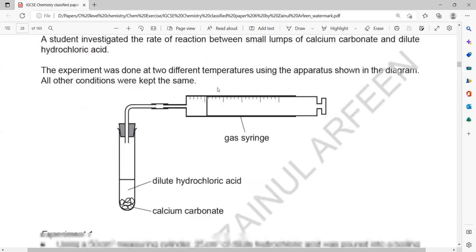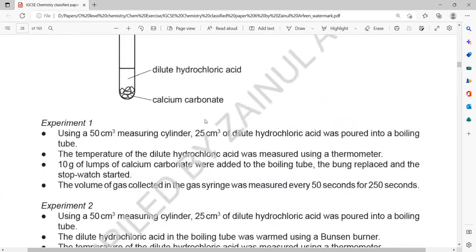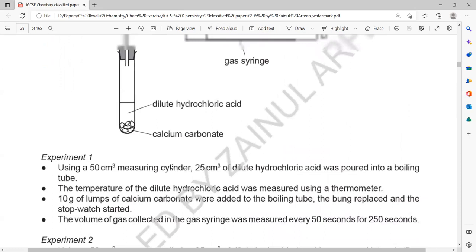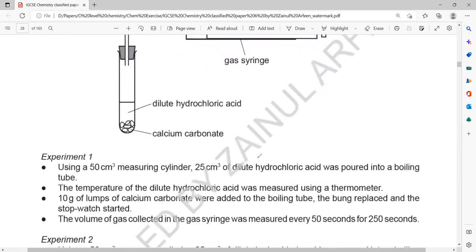In experiment 1, we used a 50 cm cube measuring cylinder. 25 cm cube of hydrochloric acid is poured into a boiling tube. The maximum capacity is 50 cm cube, and it was filled with only 25 cm cube of hydrochloric acid, about half filled. Then it was poured into a boiling tube.